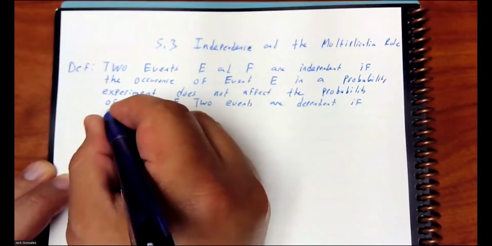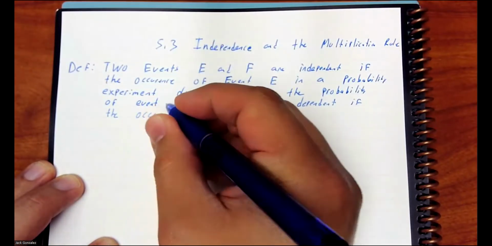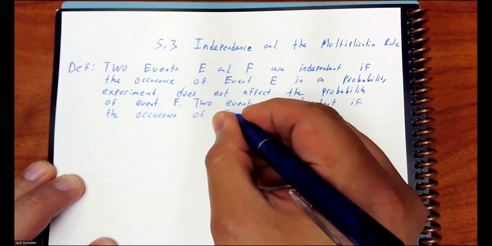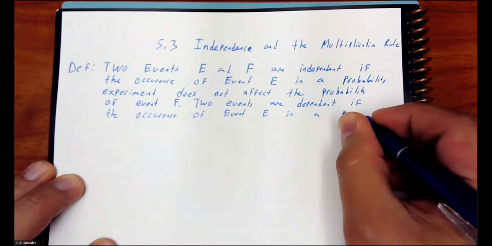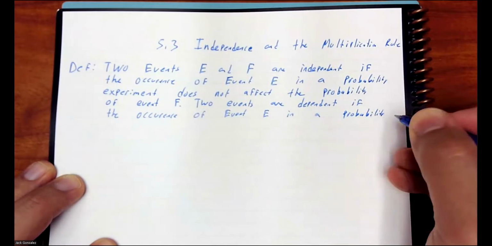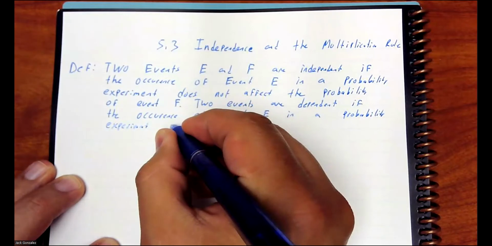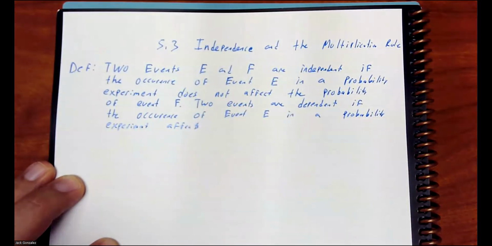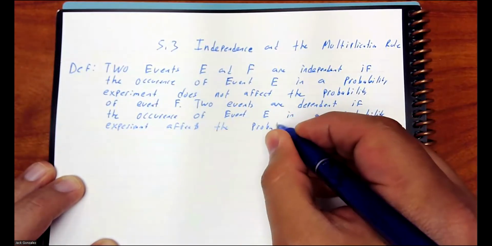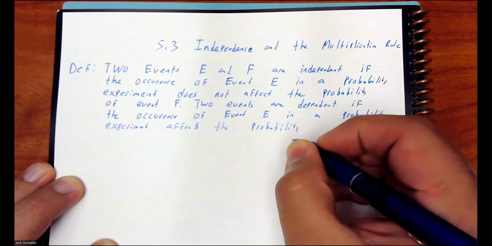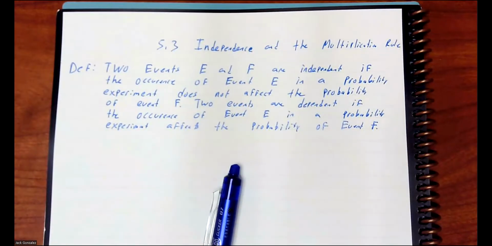if the occurrence of event E in a probability experiment affects the probability of event F. And I'll explain it in a simple example in just a second. So just put it in plain English.